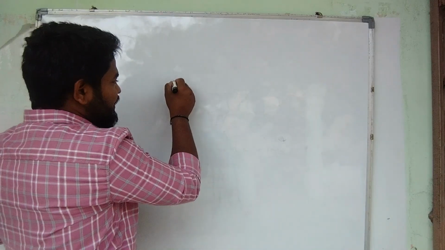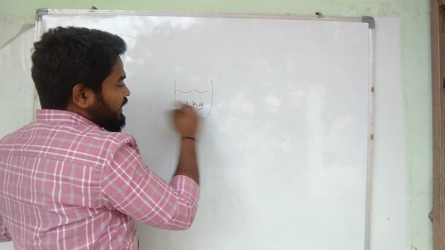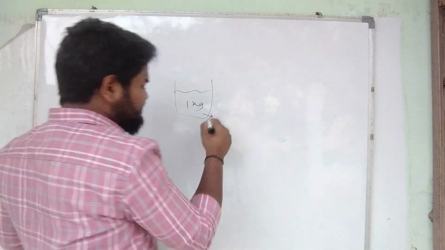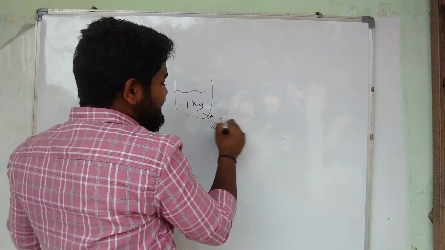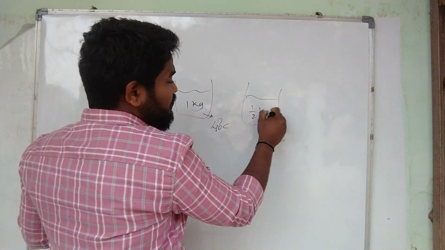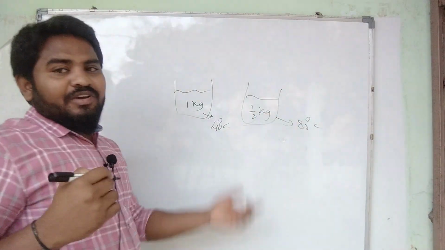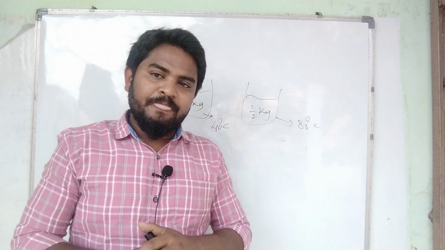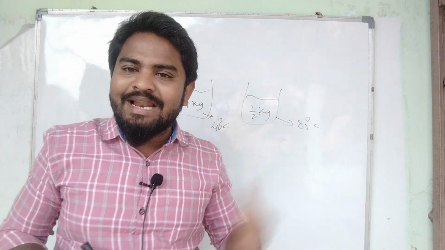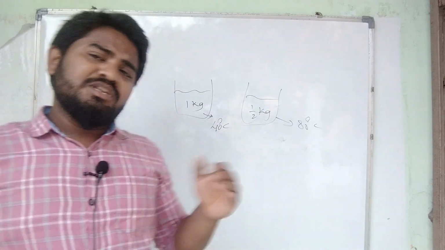First of all, they'll give you 1 kg of water in one bucket which is at 40 degrees Celsius. In another bucket there is half a kg of water which is at 80 degrees Celsius. If I mix both of them, then what would be the final temperature, right? So let me explain this question in Telugu.